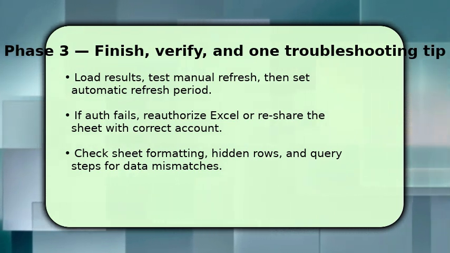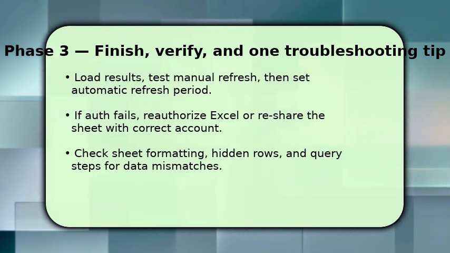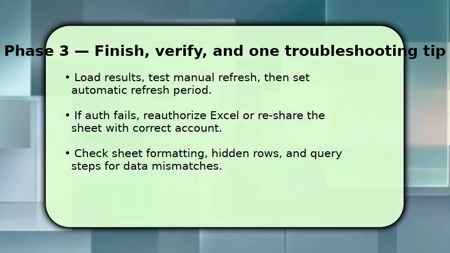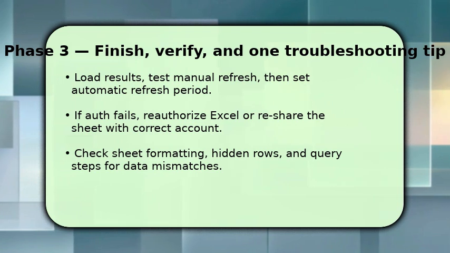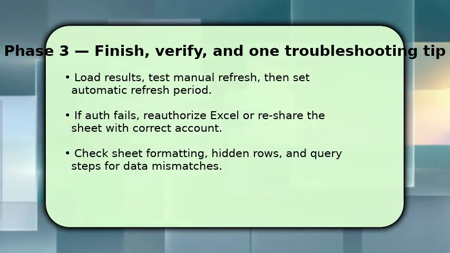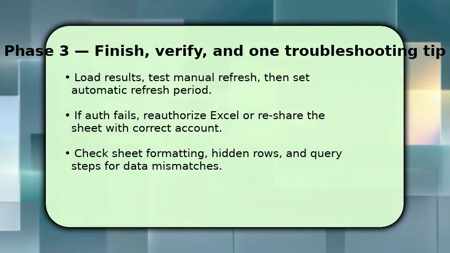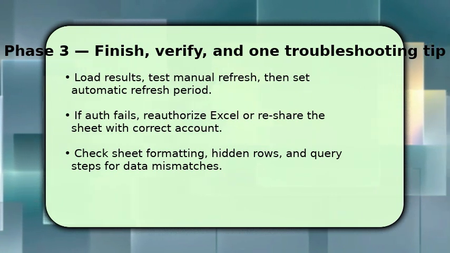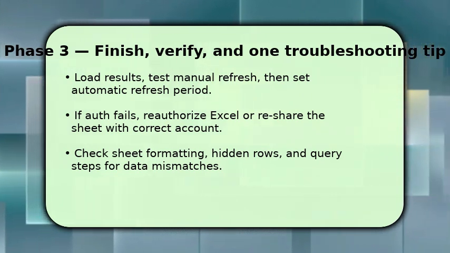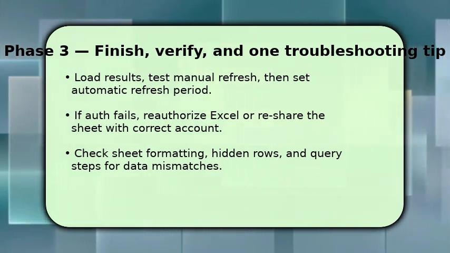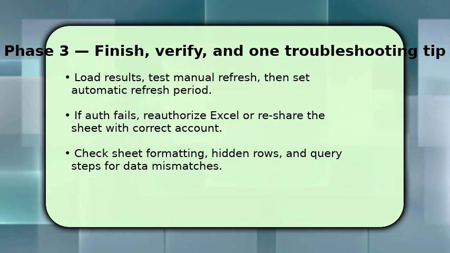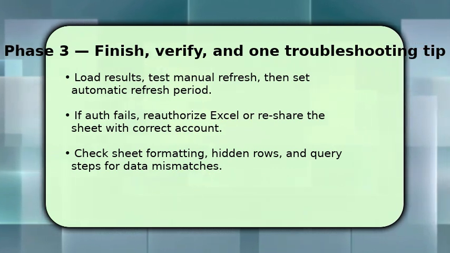If something breaks, reauthorize Excel to access Google or reshare the sheet with the exact Google account you're using. Mismatched accounts are the most common issue. Also check sheet formatting, hidden rows, or named ranges that can shift columns. If types are wrong, adjust steps in Power Query. One quick tip: clear credentials and re-enter them when errors persist.